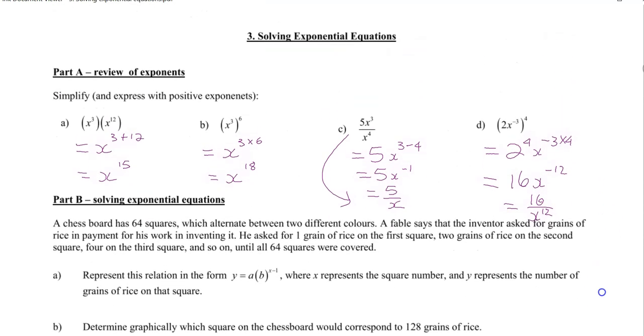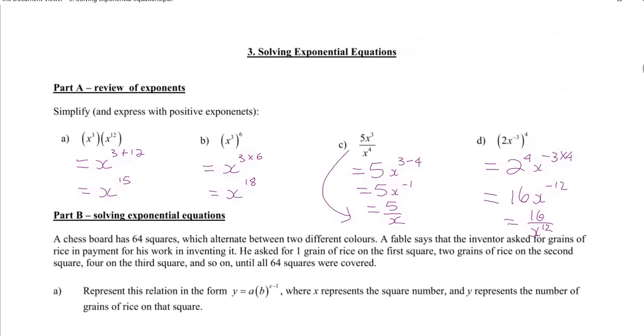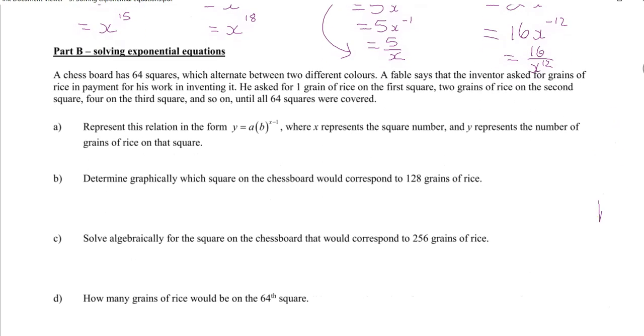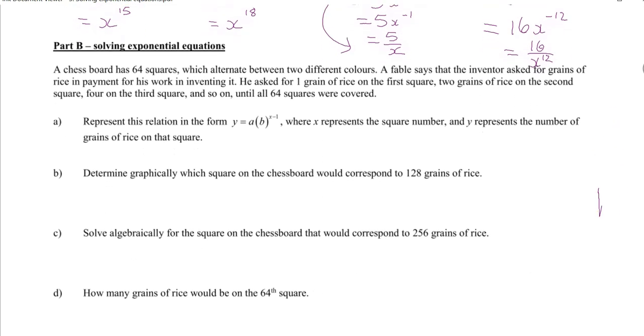Solving exponential equations. Okay, this whole lesson is on solving exponential equations. A chessboard has 64 squares, which alternate between 2 different colors. A fable says that the inventor asked for grains of rice in payment for his work in inventing it. He asked for 1 grain of rice on the first square, 2 grains of rice on the second square, 4 on the third square, and so on until all 64 squares were covered.